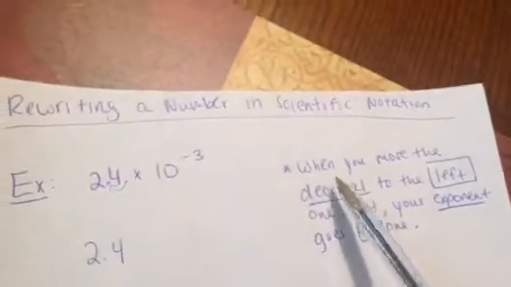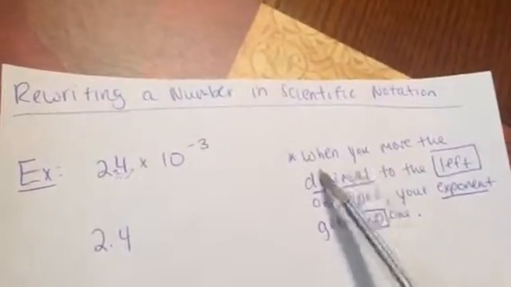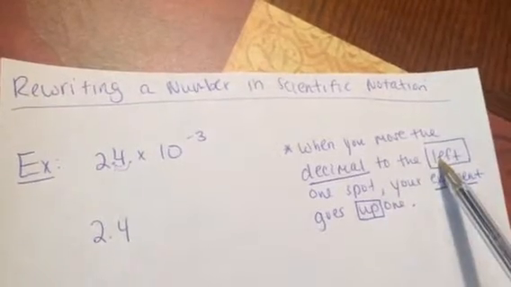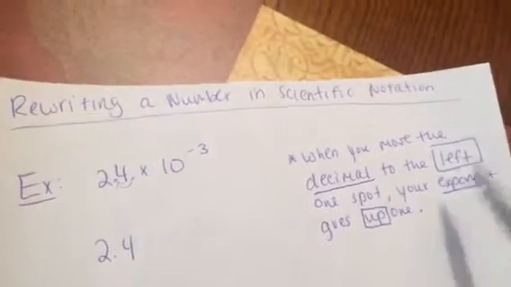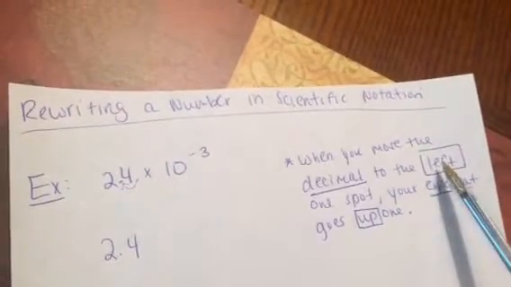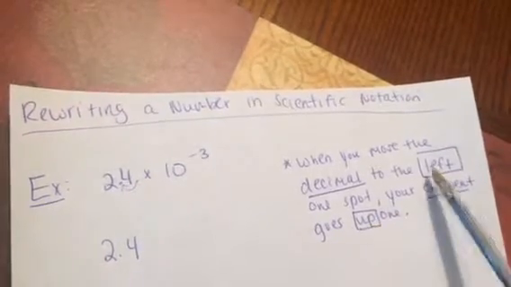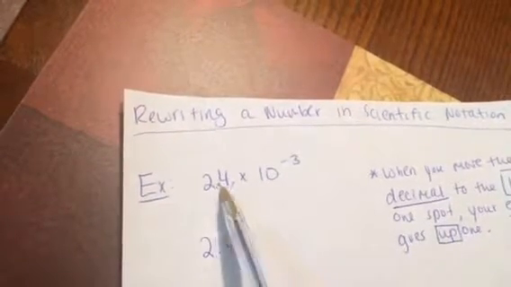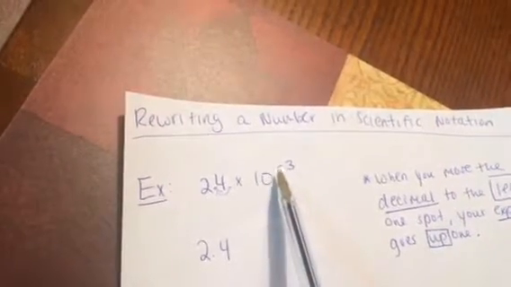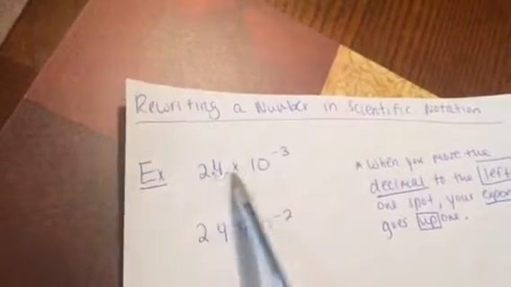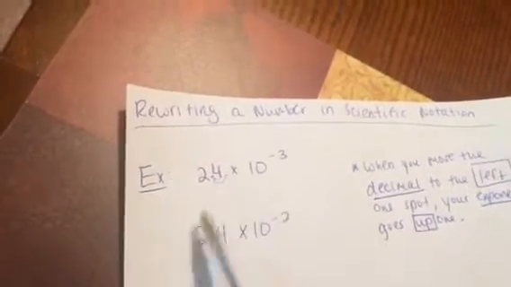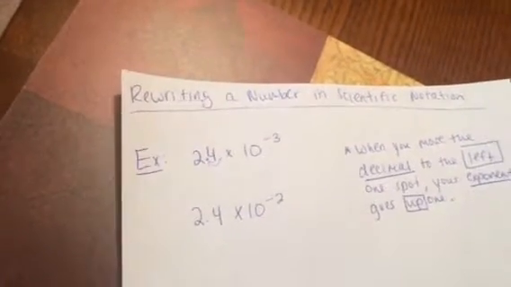Now, over here, here's the important part of this lesson. When you move the decimal to the left one spot, your exponent goes up 1. So remember these two words together. When you move the decimal to the left, the exponent goes up. Left and up go together. So we just moved the decimal to the left 1, so my exponent has to go up 1. It goes from negative 3 to negative 2. So times 10 to the negative 2nd power. That's rewritten there. Now this is rewritten in scientific notation.